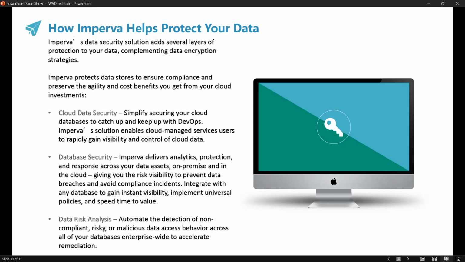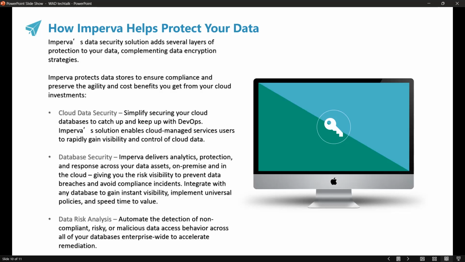Database security. Imperva delivers analytics, protection, and response across your datasets on-premise and in the cloud, giving you the visibility to prevent data breaches and avoid compliance incidents. Integrate with any database to gain instant visibility. Implement universal policies and speed time to value.